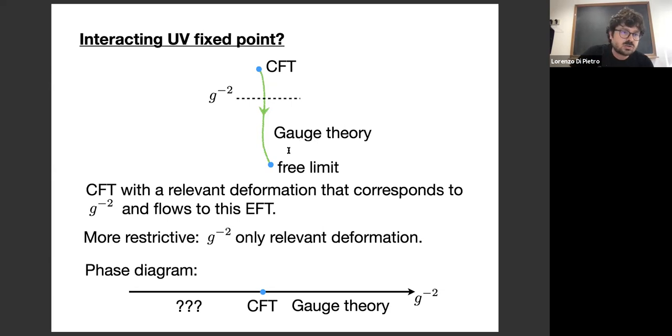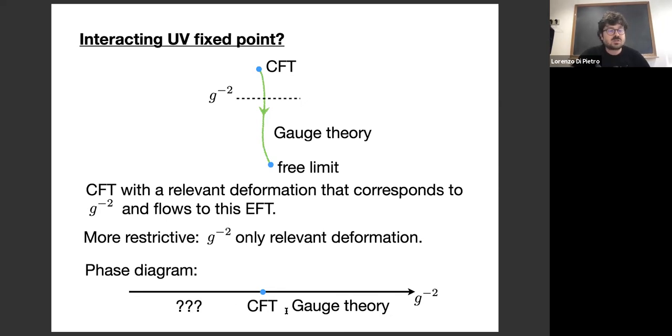We can also ask this question in a slightly more restrictive way. We can say that we want to know if such a CFT exists for which g squared is the only relevant deformation. If we are in this more restrictive setup, then we would have a very simple phase diagram as a function of the gauge coupling squared, in which for small coupling there is the gauge theory phase. Then as we crank up the coupling, at a certain point, we hit a second order phase transition. And on the other side, we don't really know what there could be.